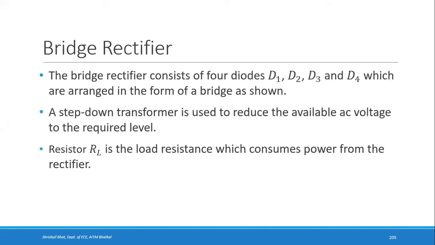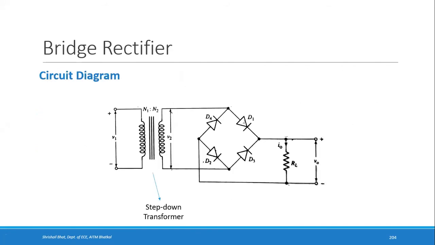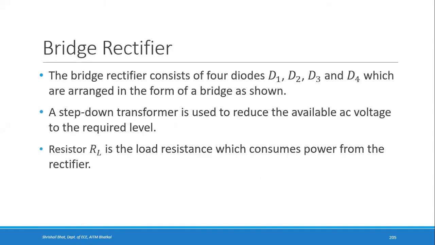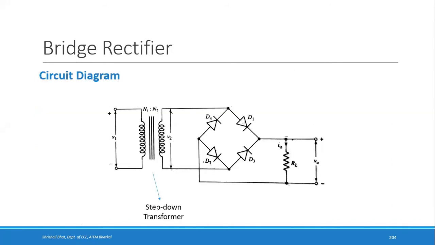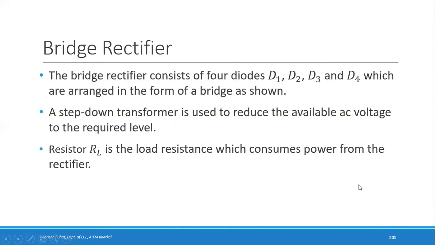There is a step down transformer again, to reduce the available AC voltage to the required level. Normally it will be 230 volts, and we will be requiring DC of some maximum, say 20 to 25 volts, so it has to be brought down initially. The resistance RL is the load resistance which consumes power from the rectifier.